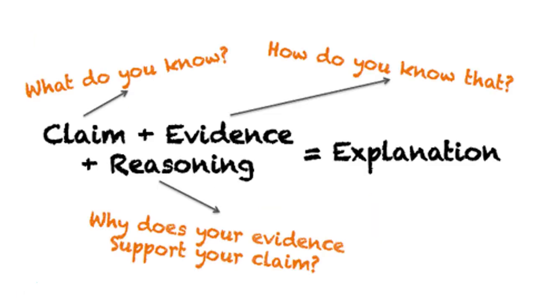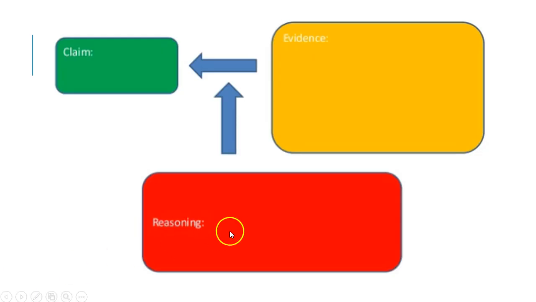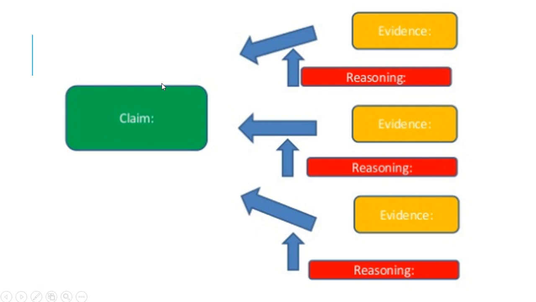Another way to put it is, claim is basically what do you know, our evidence is how do you know that, and lastly, our reasoning is why does your evidence support your claim. Claim, evidence, and reasoning, when all put together, is going to equal a scientific explanation. So we know our reasoning connects our evidence and claim together. Sometimes you're going to have multiple pieces of evidence with multiple pieces of reasoning that are all going to work together to support our claim.